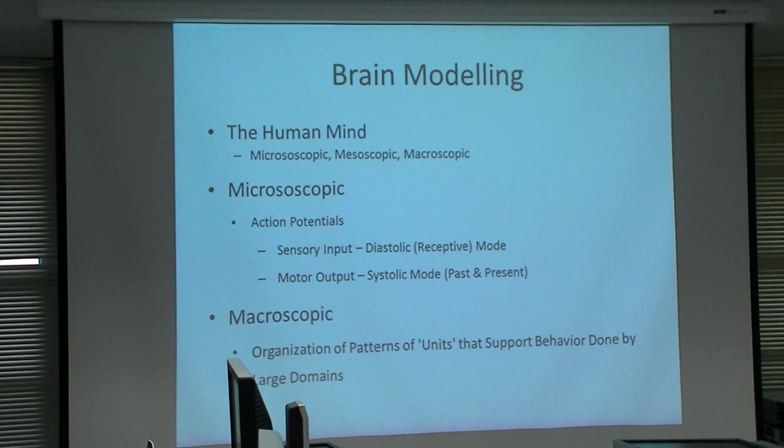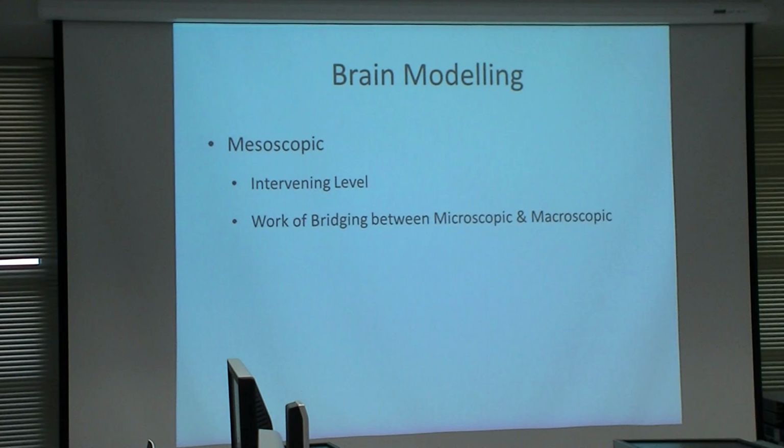So I have defined the things here: the action potential is the microscopic view. Macroscopic means the behavior of the brain in large domains. And mesoscopic means the intervening level, neither very small nor overall.